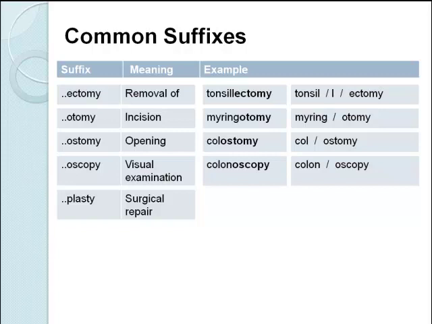Plasty means surgical repair. Angioplasty, another common term. Let's break it down. Well, angi, then our connecting vowel O, and plasty. Plasty is surgical repair. O is our connecting vowel. Angi means vessel. So if you read it from the back end, it's surgical repair of a vessel.